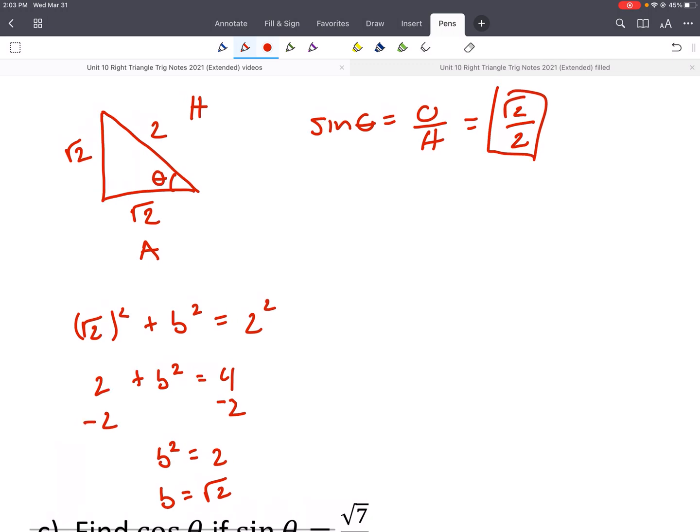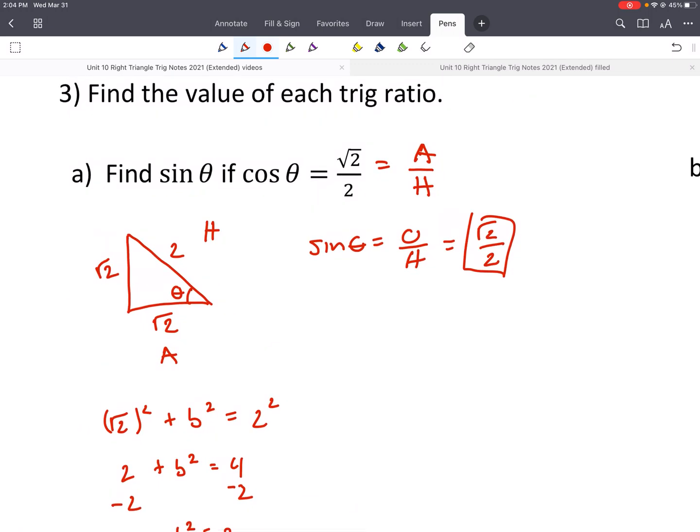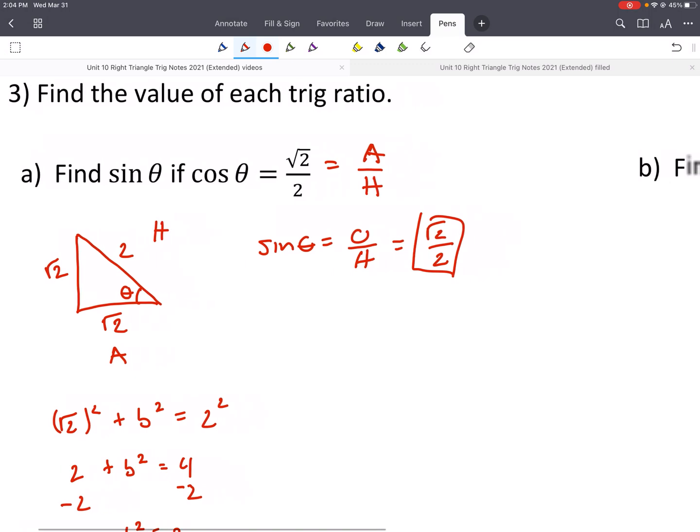And actually, for this problem, the ratio is the same. Cosine of theta is the same as the sine of theta. And we'll probably talk about that a little bit. This is kind of like a special triangle. But we need to talk about what the angle is, and we'll talk about that in a minute, or later on.